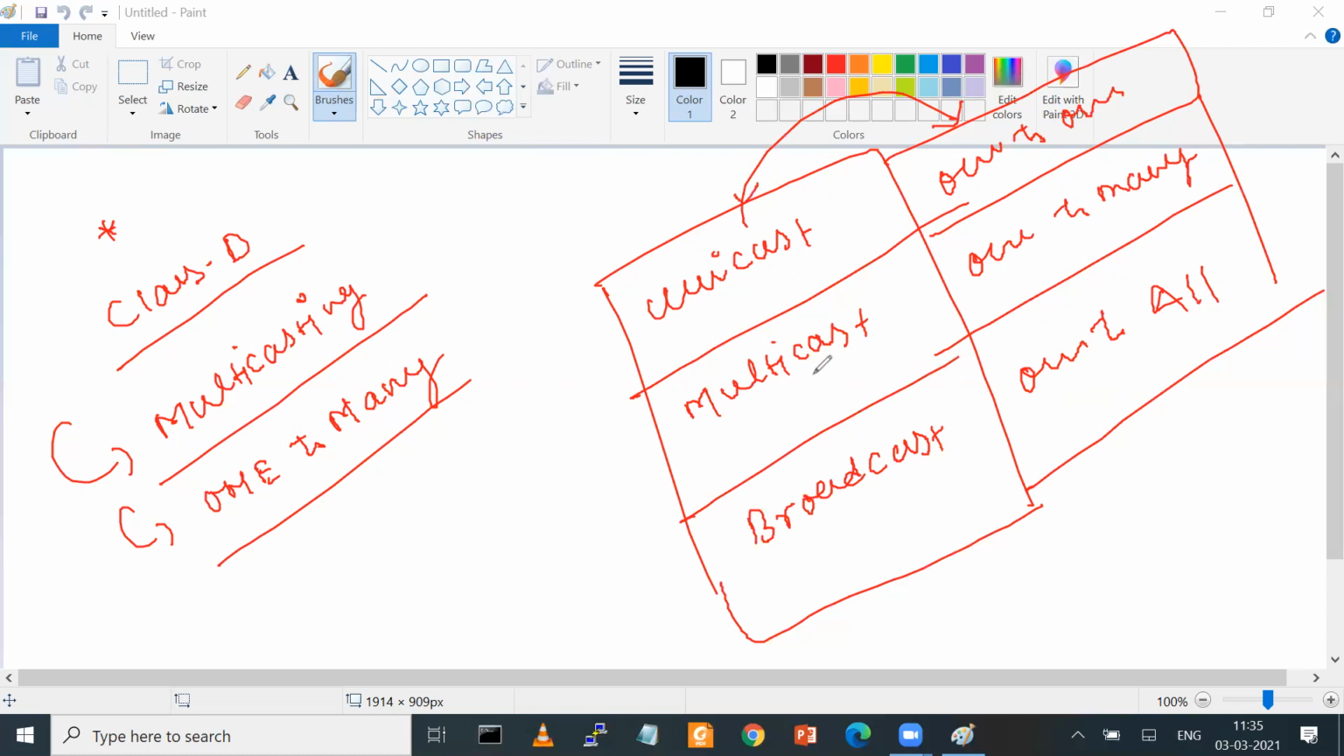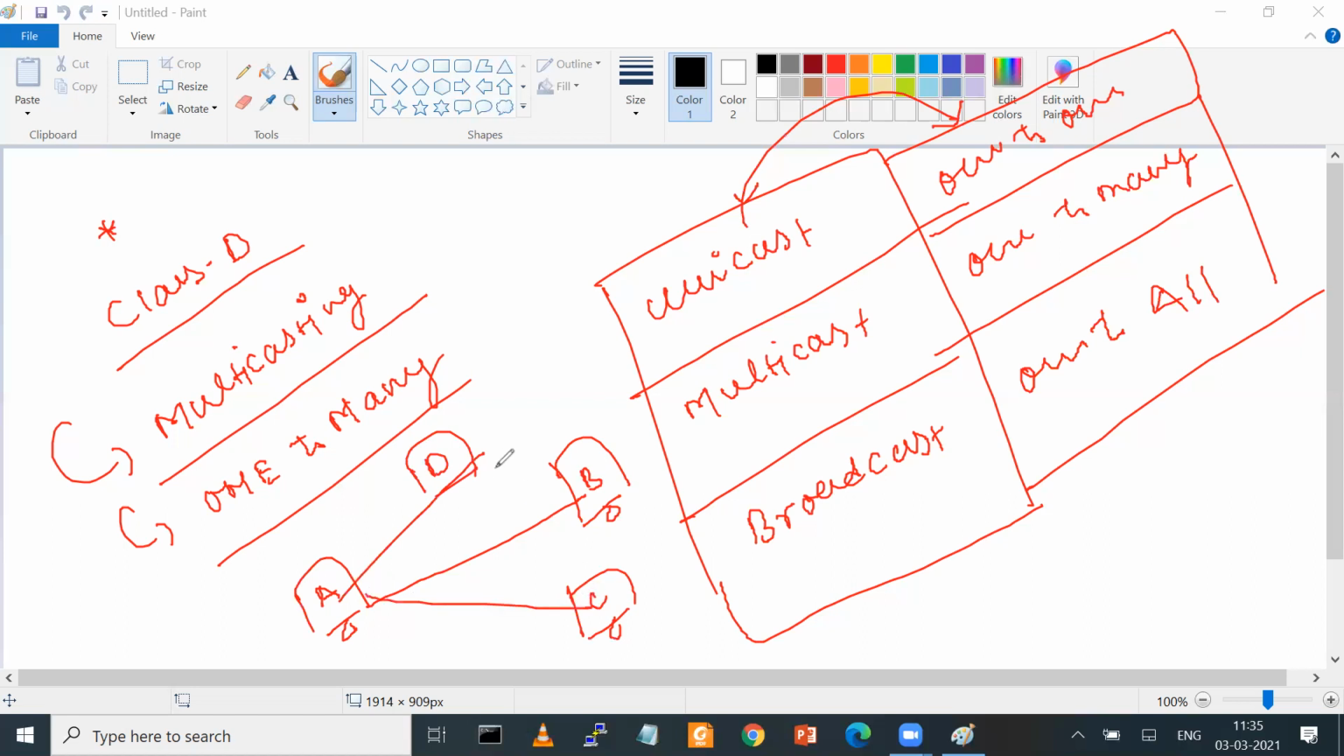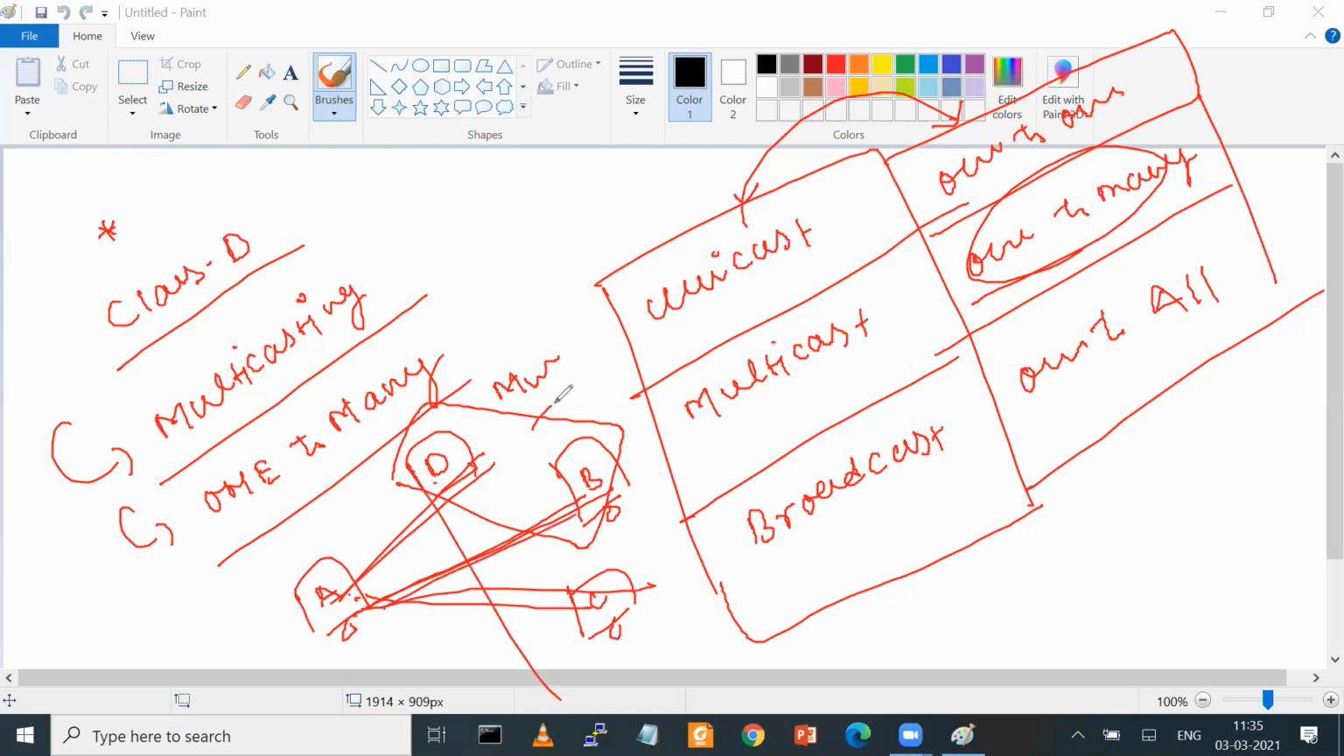Here we do communication from one machine to another machine. Let's say I try to send data only between A and B. Such communication we call unicast. Let's say I have 4 machines A, B, C, D. If I try to send data from A to D and B only, such communication we can call multicast, one to many, but not all. If I'm sending data to everyone, this is broadcast.